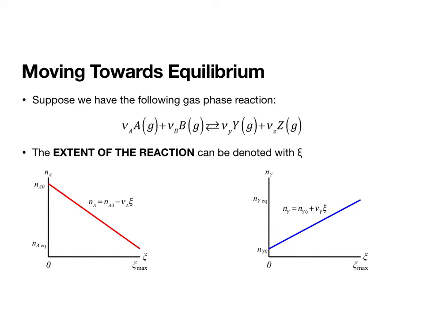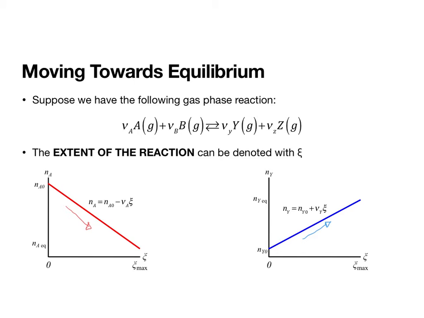Okay, so now let's talk about reactions. Let's take this generic reaction where I have some moles of A reacting with some moles of B to form some moles of Y and some moles of Z. As this reaction goes on, the moles of A are going to decrease and the moles of Y are going to increase.